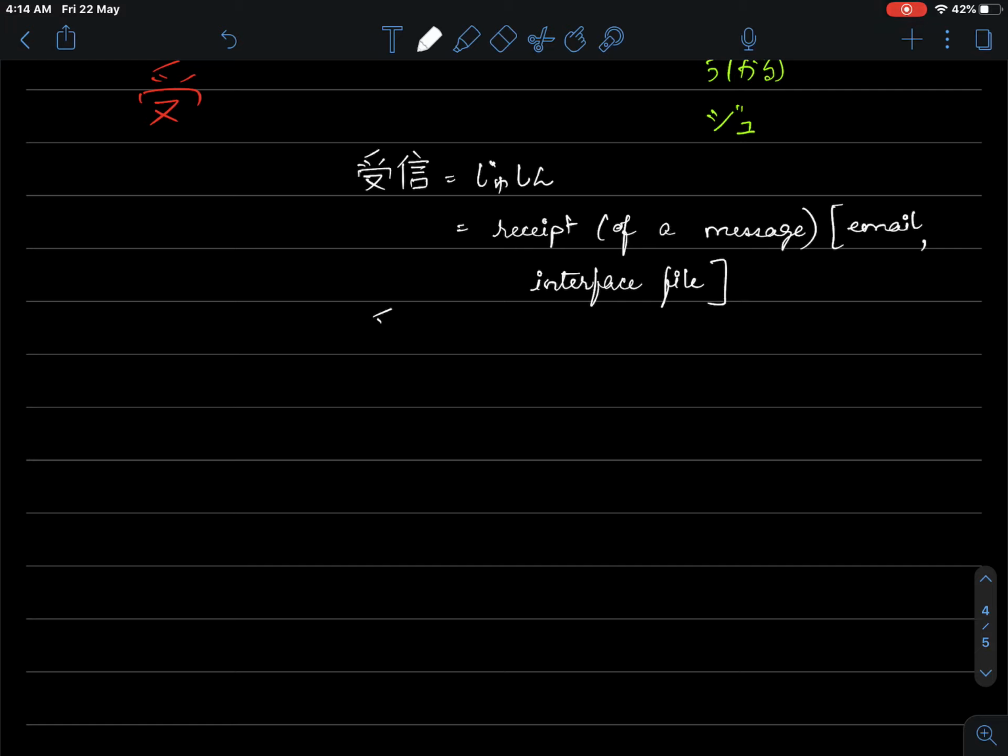Now let's have a look at the kunyomi, how we write that. I think it's pretty obvious by now. This is how we are going to write it, and it's ukeru, and this means receive or accept.